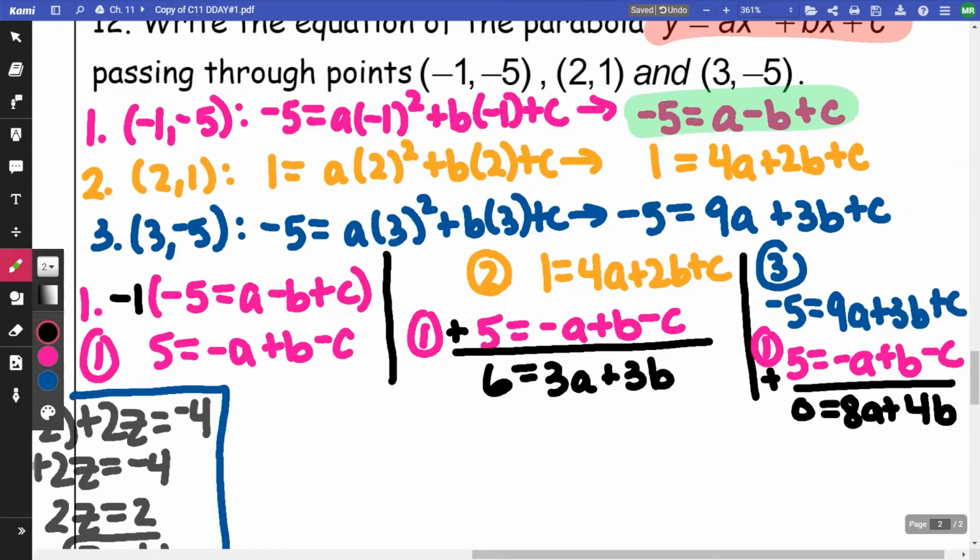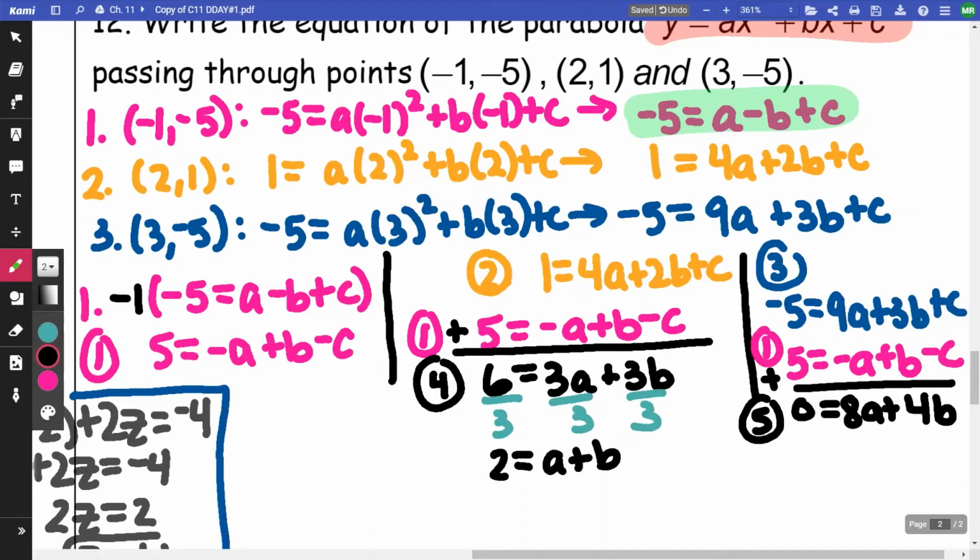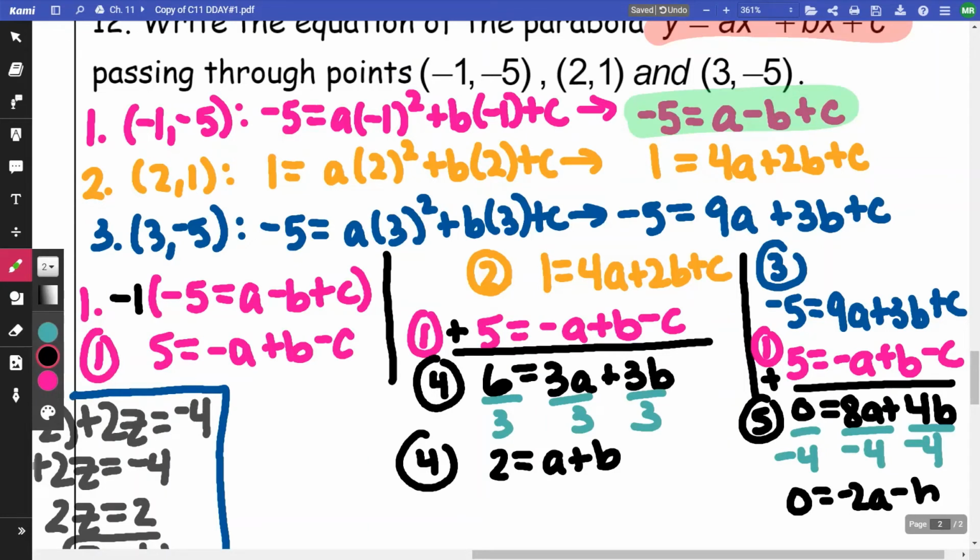Looking at these, this one here I'm going to call equation 4, and this one here I'm going to call equation 5. I'm going to divide equation 4 by 3 and 3 and 3. And I end up with 2 is equal to a plus b. The other equation, I'm going to divide everything by 4, and I'm actually going to divide it by negative 4, because then I'm going to get negative 2a minus b. And that's going to be helpful when I'm trying to solve this.